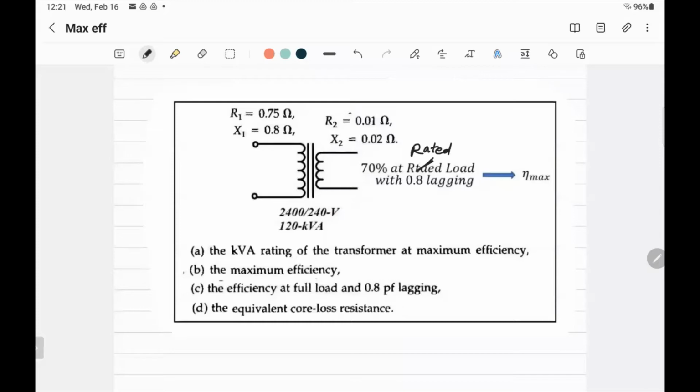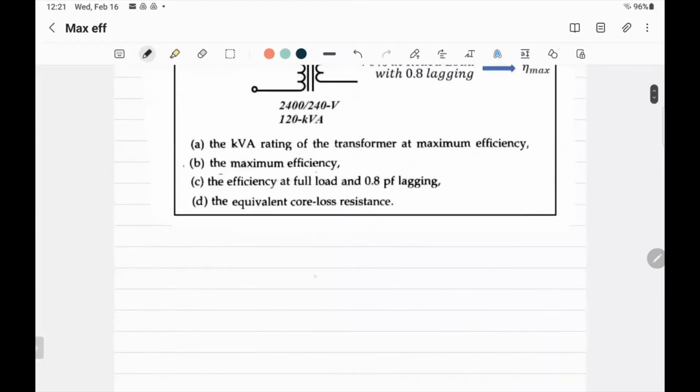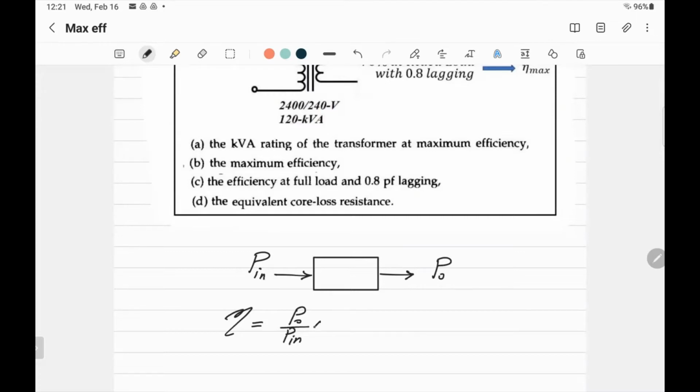If you have a system, and the system has input, whatever the input, and the output, let's say that the output is the output power and the input is input power, the efficiency of this system is equal to the output divided by the input. And if you wish, you can multiply by 100, you get a percentage. That's the efficiency.